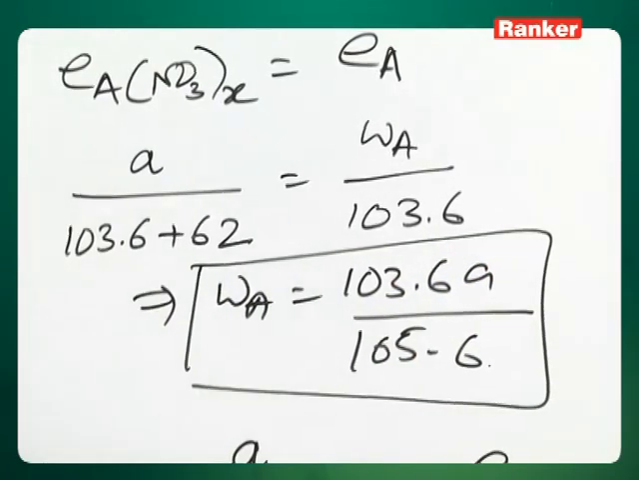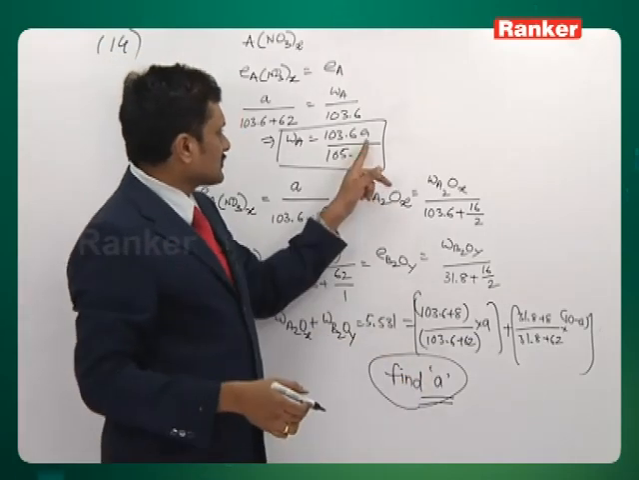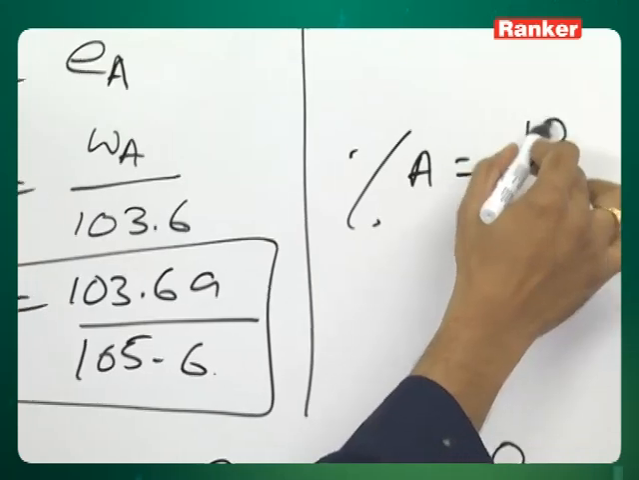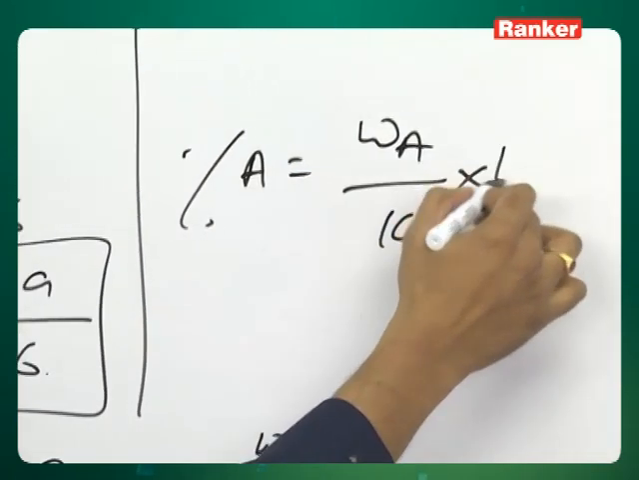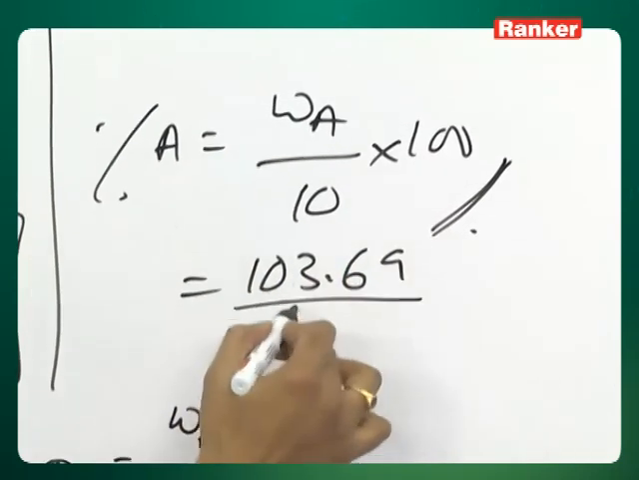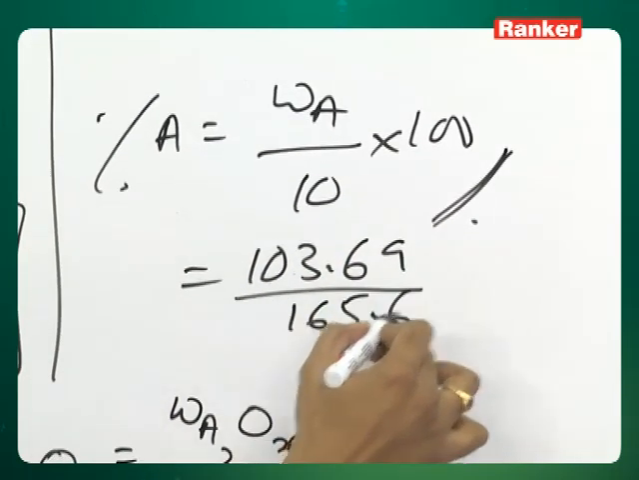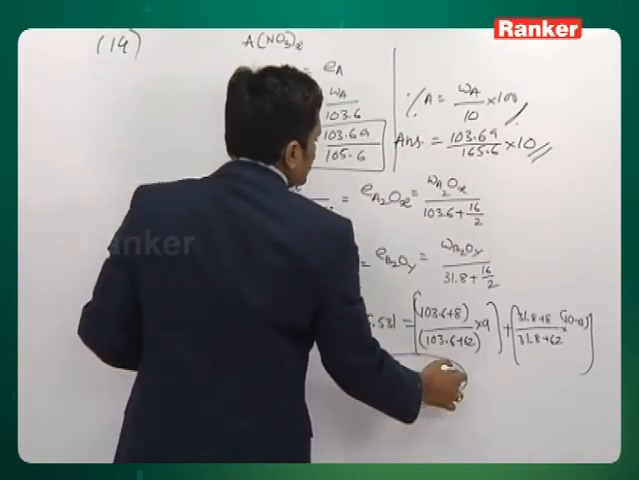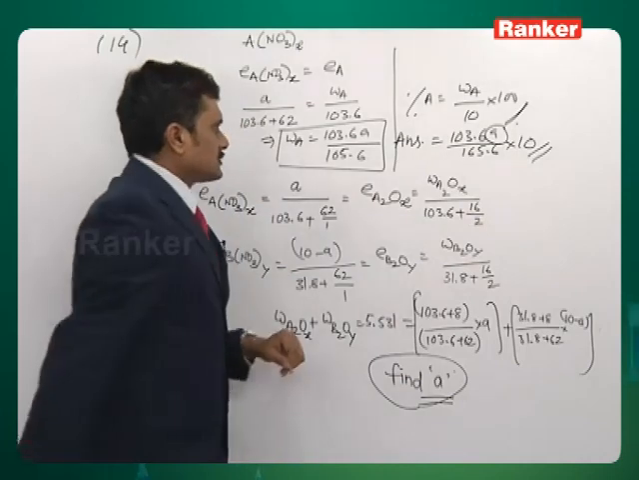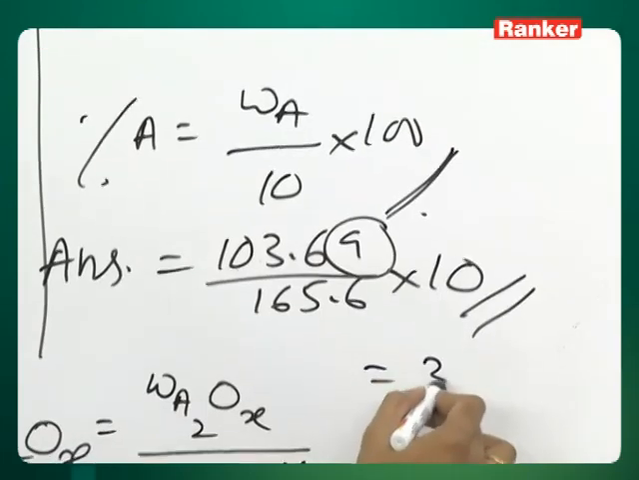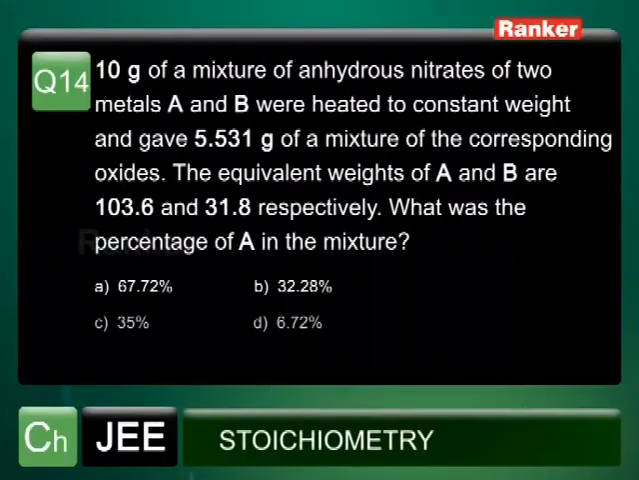You are substituting the value of A here, then you have been given the weight percentage of A in the mixture as weight of A upon the total weight of the mixture into 100, that is 103.6 A by 165.6 into 10 is going to be your final answer. So here you will be substituting the value of A to get your right answer, and it is 32.28% of A is found in the mixture.